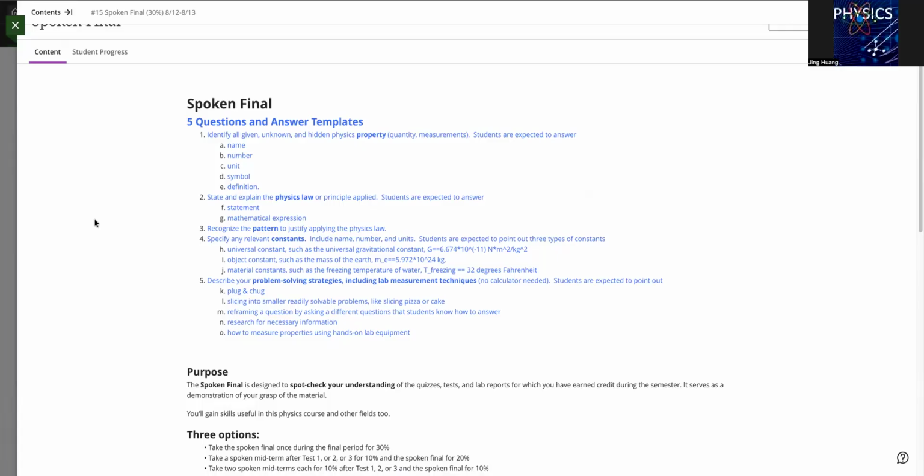Number two is to state and explain what the physics law is, or physics principle. So you need to give the physics law statement and also the mathematical expression, which a lot of times is an equation. For example, Newton's second law is the sum of all forces equals mass times acceleration. But if you say F equals ma, that's an outdated version. That's a middle school version. We use the net force instead of just the force. So the statement needs to be correct.